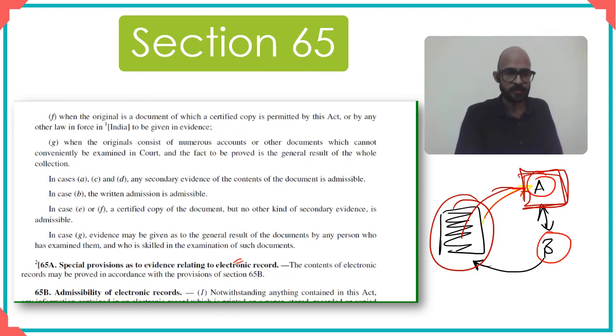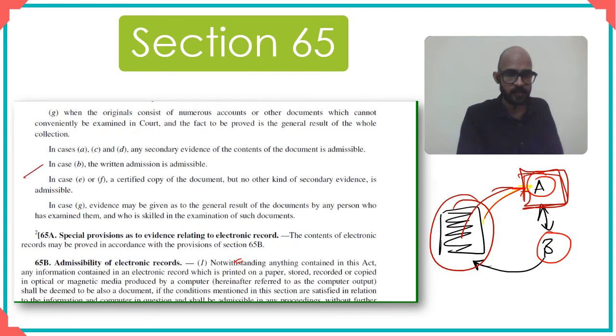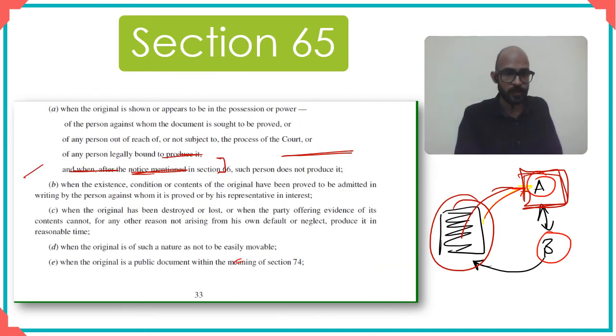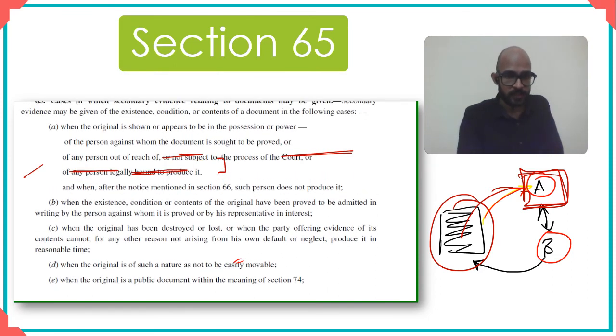Now, if you see these cases, A, C and D, you can give secondary evidence. In the case of B, you can give just the written admission. You can see what the written admission was: when a person has given in writing an admission, then you can give just the written admission. Let's have a look back here. So in the cases A, C and D, you can give secondary evidence. In the case of B, you give this admission in writing. That's what we just saw.